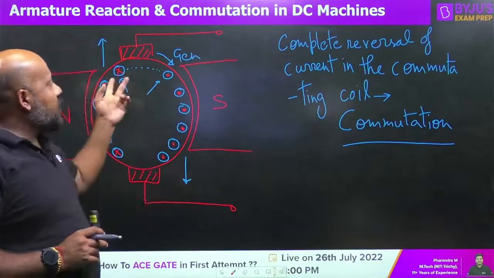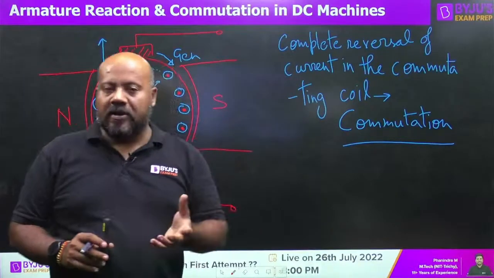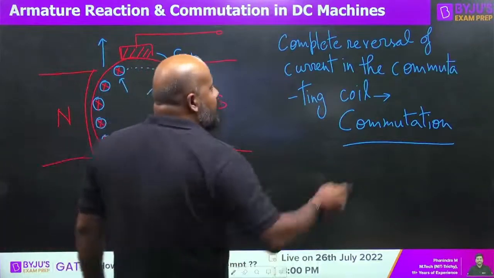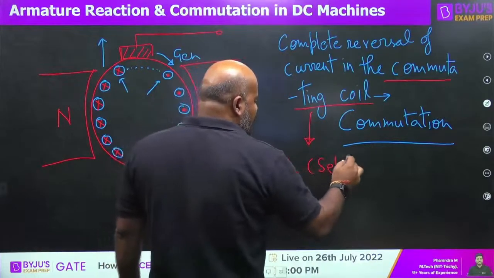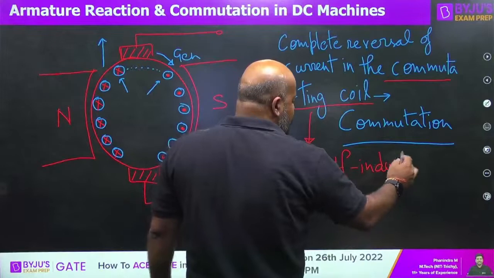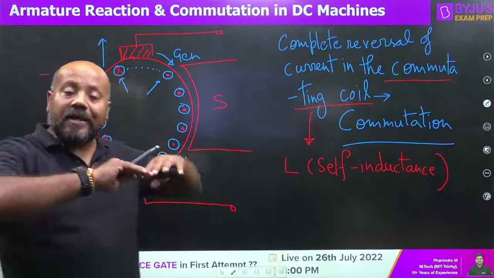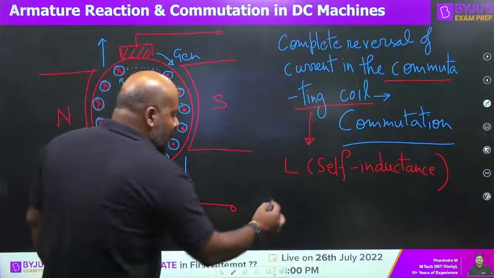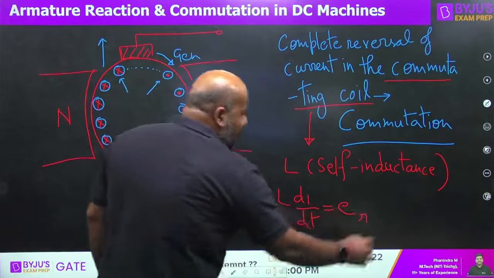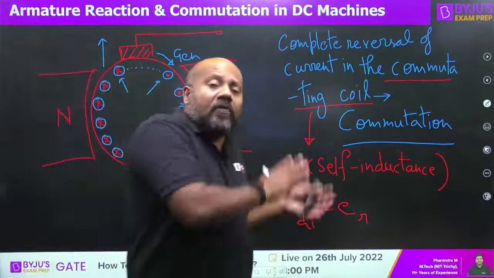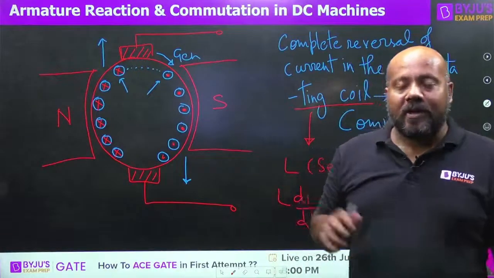Now, when the current is going to be changing suddenly, because it is an inductive coil, this commutating coil is inductive in nature. This commutating coil has a self-inductance L. And because of this self-inductance, there is an induced voltage. That induced voltage is L di by dt, and this is what we are calling as reactance voltage. What is the use of reactance voltage here? See, reactance voltage does not have any use. It is the problem.